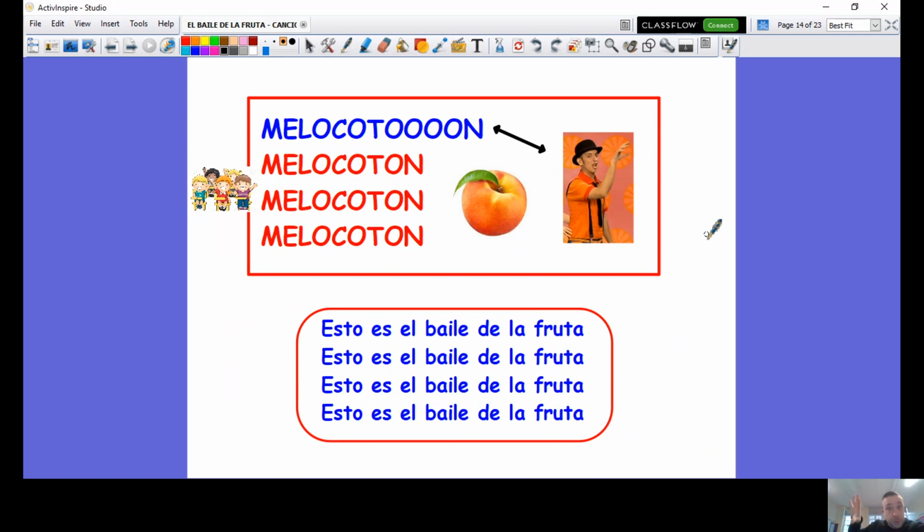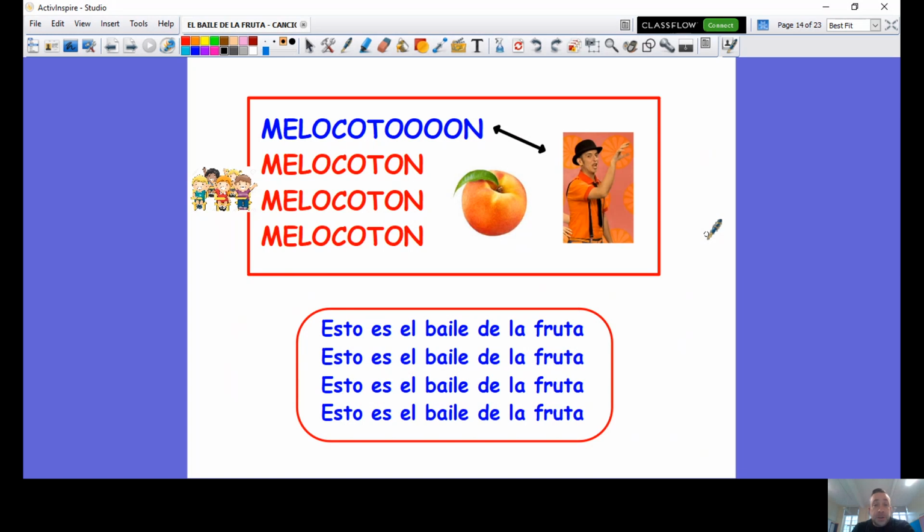Well, again, don't forget to do your move, because that's the whole thing. It's not just a song, it's the dance of the fruit as well. So let's have one last practice. My turn first. I lead. When I stop, you go. Melocotón, melocotón, melocotón, melocotón.